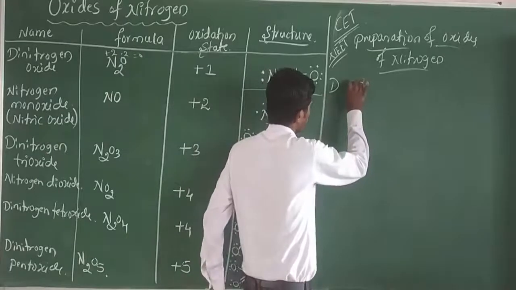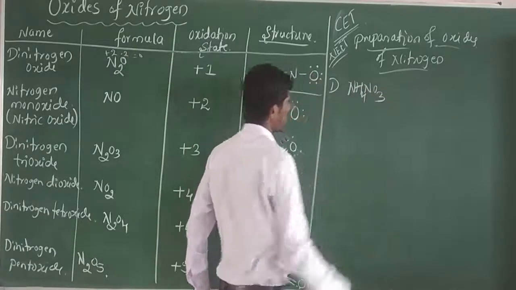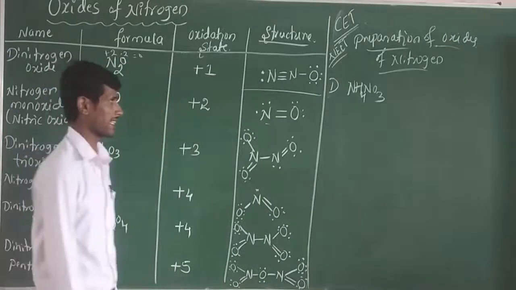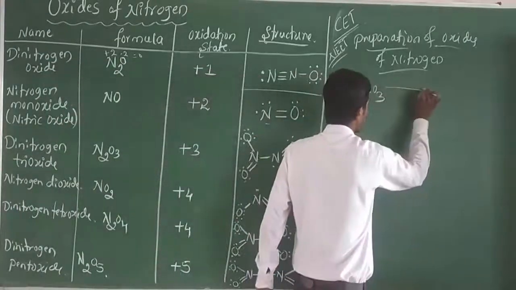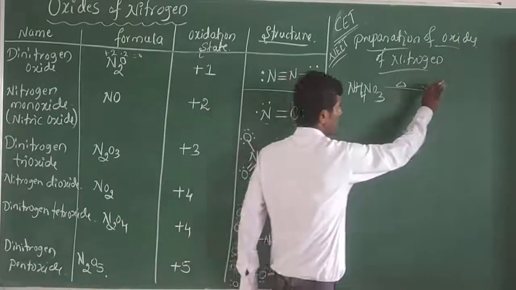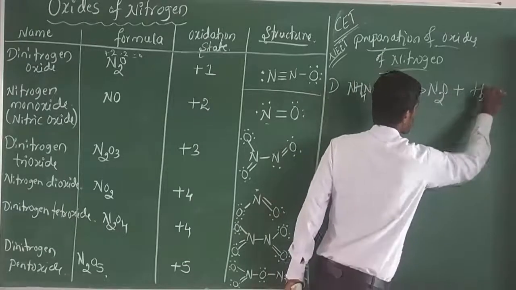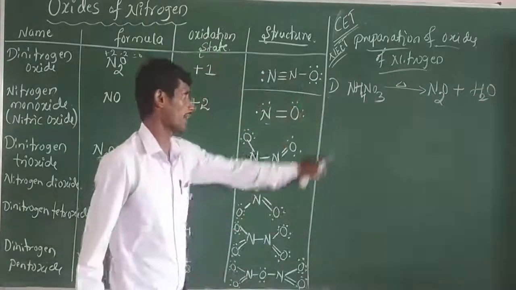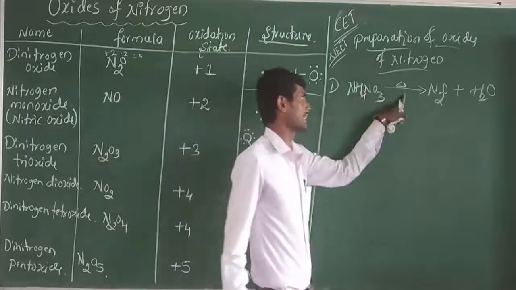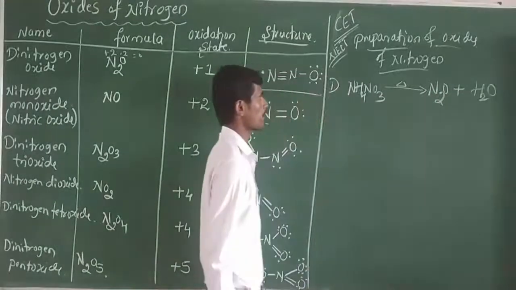When NH4NO3, means ammonium nitrate, is heated, then we get N2O plus H2O. Yes, when ammonium nitrate is heated, then we get N2O, and H2O is the byproduct. Balance this.